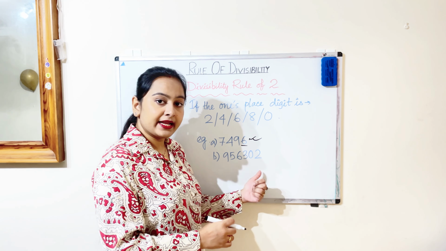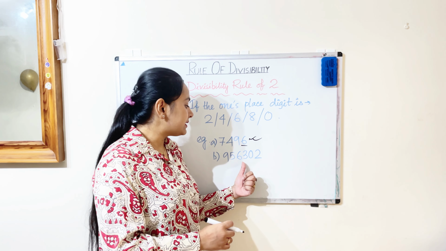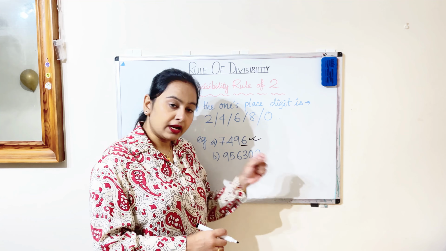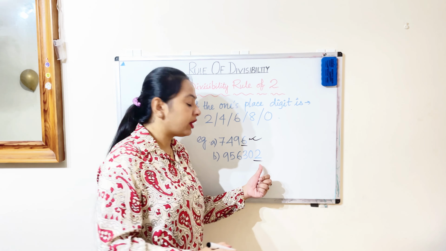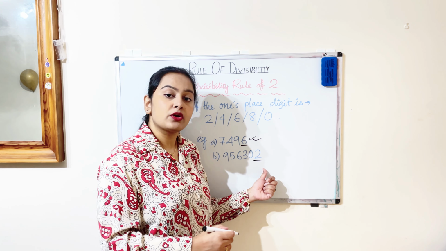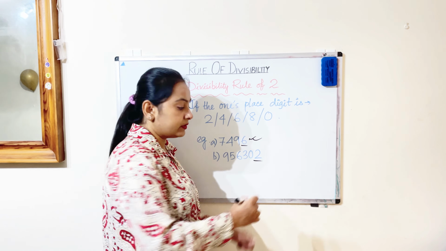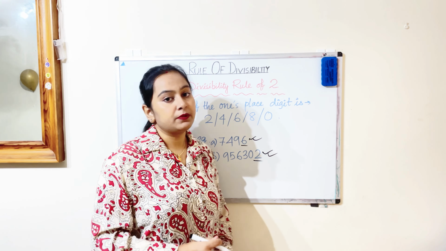Now take the second example, 956302. Now only focus on the unit place, or ones place digit. There is 2. So definitely this number is also divisible by 2.